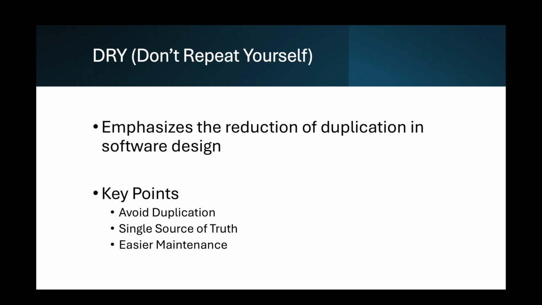DRY, or don't repeat yourself. The DRY principle emphasizes the reduction of duplication in software design, meaning that every piece of knowledge must have a single, unambiguous, authoritative representation within a system. Key points include: avoid duplication, prevent code duplication to ensure maintainability. We have single source of truth, where you ensure that any piece of information or logic exists in only one place in the code base. Easier maintenance, which says changes need to be made in only one place.